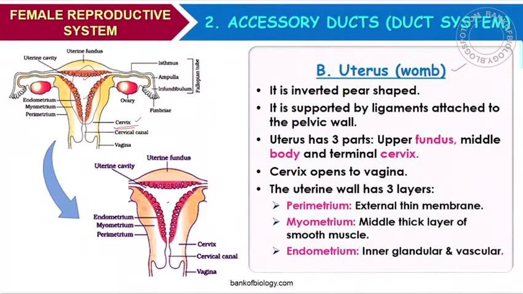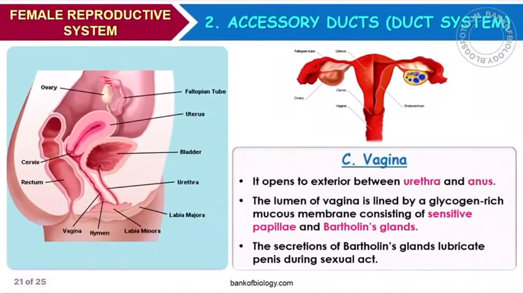The cervix opens into the vagina, and the uterine wall has three layers. The outer external layer is called the perimetrium. The middle one is a thick layer with smooth muscles, the myometrium. And the inner one is glandular vascular tissue, the endometrium, and the endometrium plays a very significant role during fertilization.